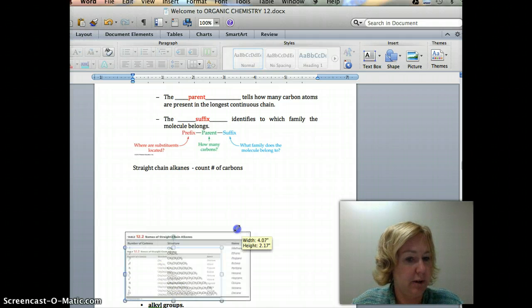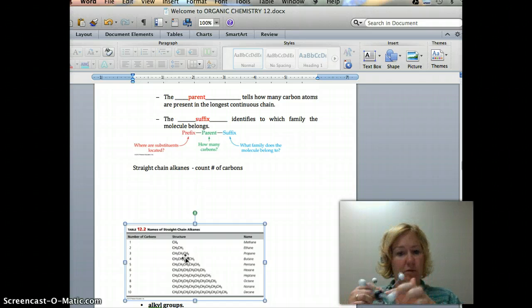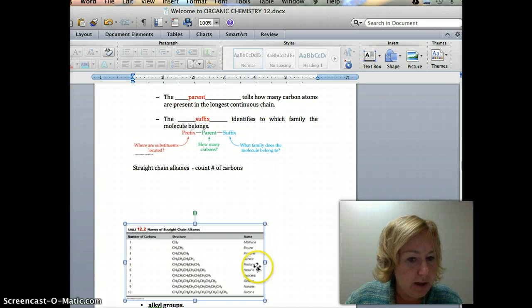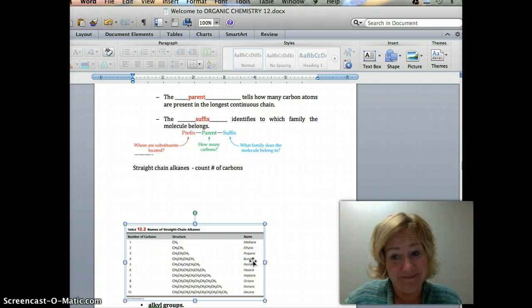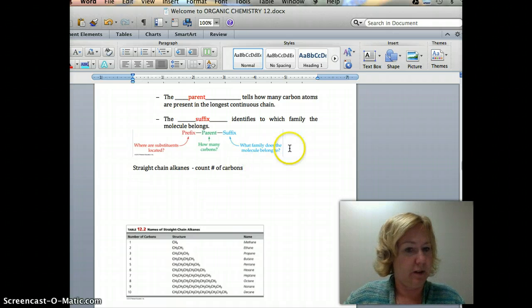Okay, I'm going to make that bigger just so we can see it. Okay, let's count: 1, 2, 3, 4. There's 4. So we are going to name our baby "but." That's a cute little name, isn't it? Number of carbons. So in our case, it's "but." I should make that red, sorry.